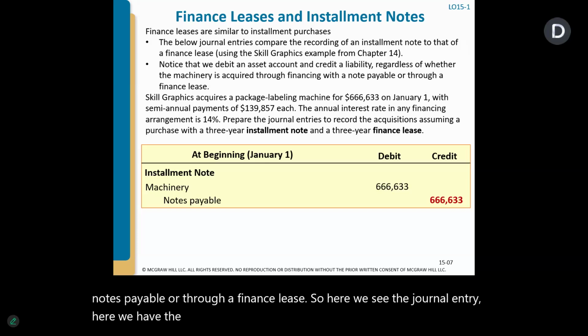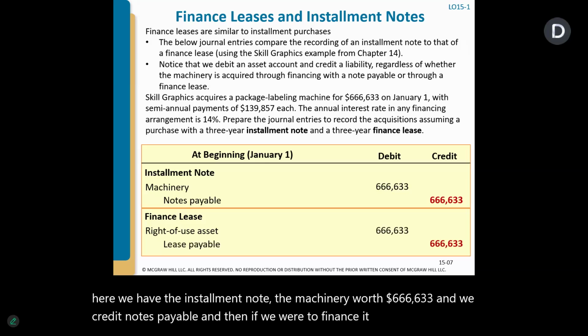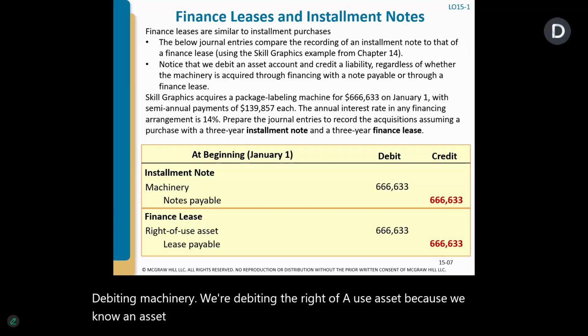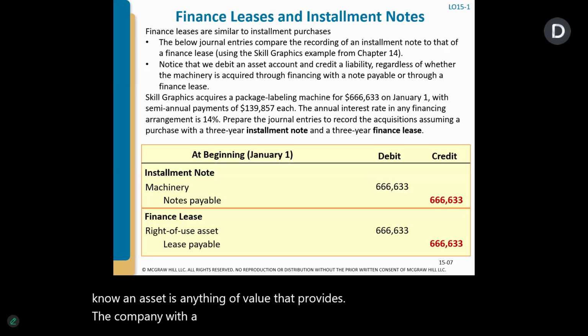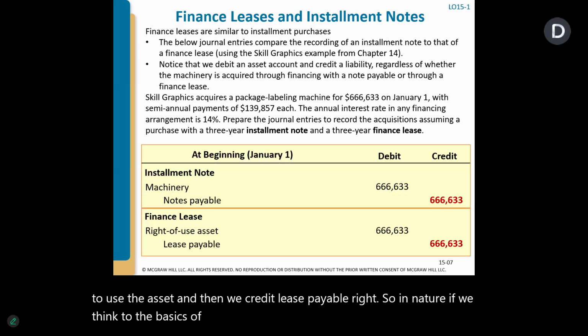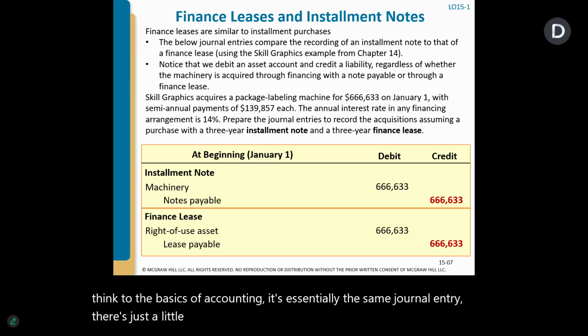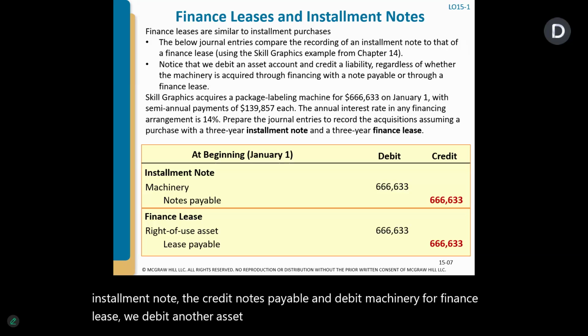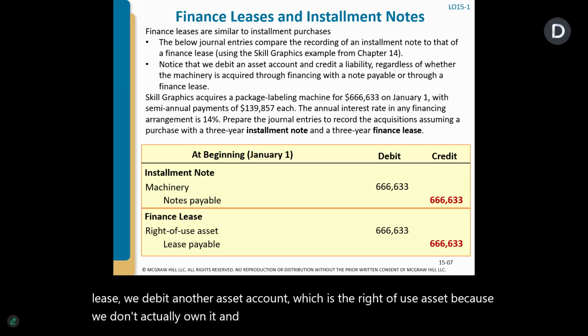We have the installment note, the machinery worth $666,633, and we credit notes payable. And then if we were to finance it, instead of debiting machinery, we're debiting the right of use asset, because we know an asset is anything of value that provides the company with a future value, and we have the right to use the asset, and then we credit lease payable. So in nature, if we think to the basics of accounting, it's essentially the same journal entry. There's just a little bit of change in the facts and circumstances. The installment note, we credit notes payable and debit machinery. For a finance lease, we debit another asset account, which is the right of use asset, because we don't actually own it, and we credit lease payable.